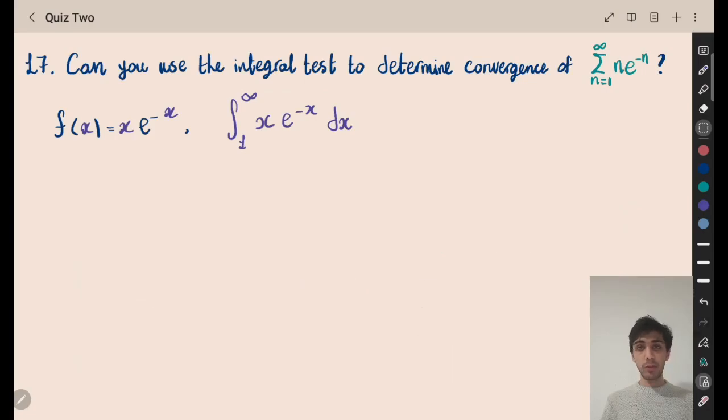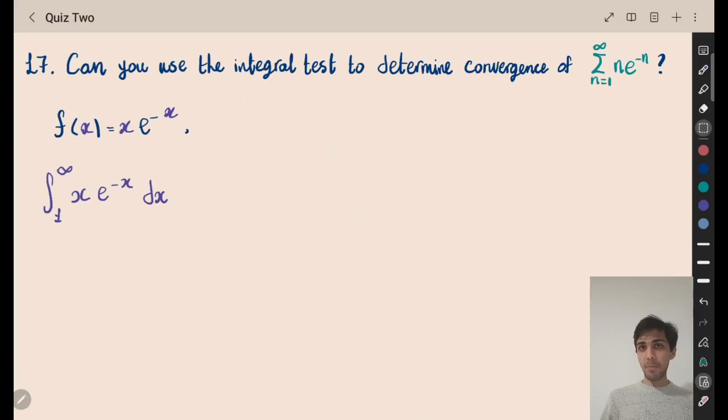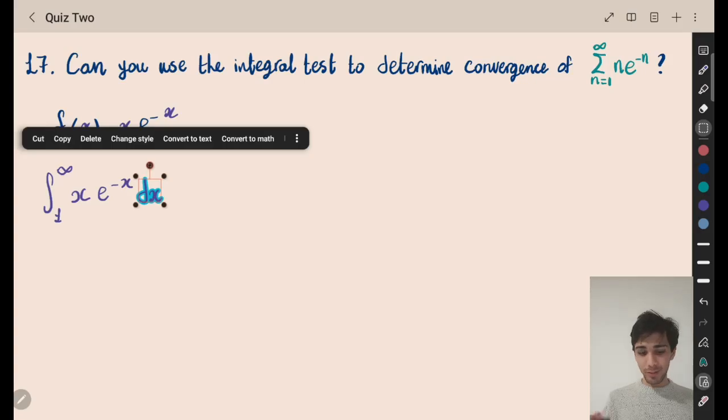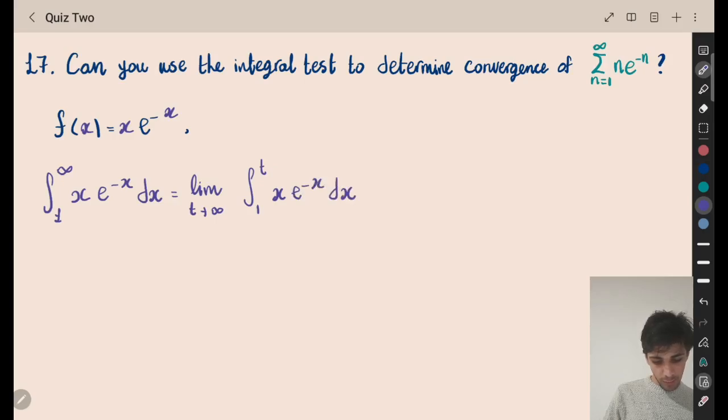Because if the decreasing property fails, we cannot apply the theorem. But since I'm computing the integral and you're watching this video, then I probably have proceeded with this, and this gives you some sort of confirmation bias that the function will be decreasing. Otherwise, I wouldn't be doing this, right? Nevertheless, let us now compute this integral. I can write this integral as a limit as t tends to infinity of the integral from 1 to t of x e to the minus x dx.